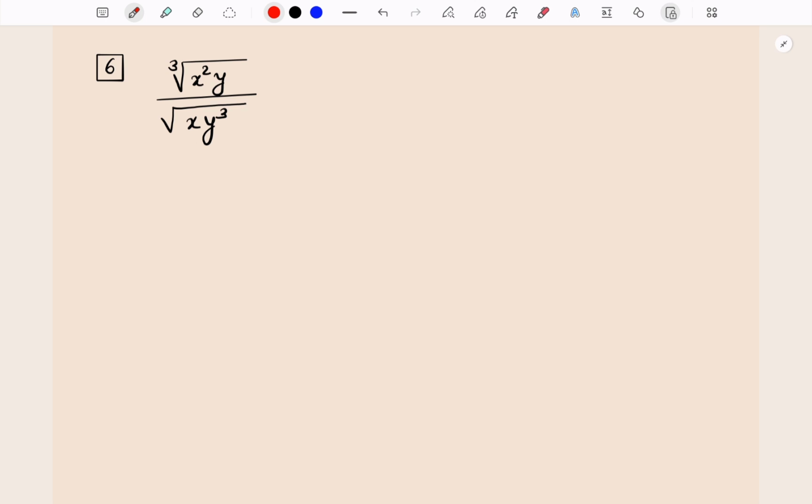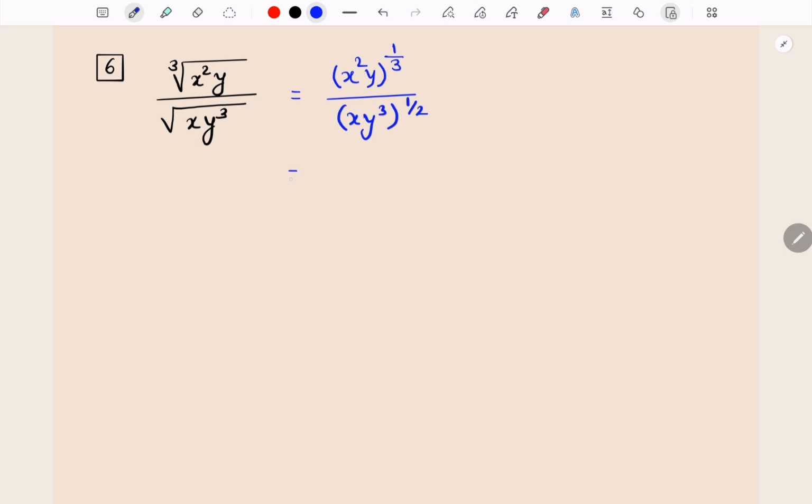Moving on to the next question. Here, to solve this, we need to rewrite everything in the index form. Let's see how we can do this. Here, this cube root can be written as x squared y all raised to the power of 1 over 3, because cube root is actually the power of 1 over 3. In the same way, here in the denominator, we can write xy cubed raised to the power of 1 over 2.